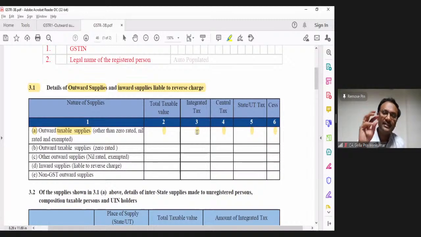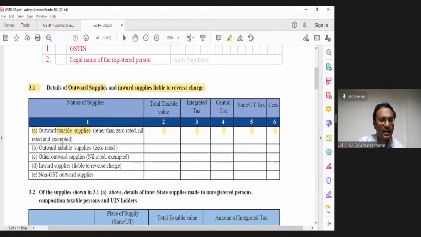During that period, there was a reset button which was given for GST 3B. As of now, that reset is not there. Thankfully, auto-population of this data from my GSTR-1 comes in. So what I need to do is just check and confirm.